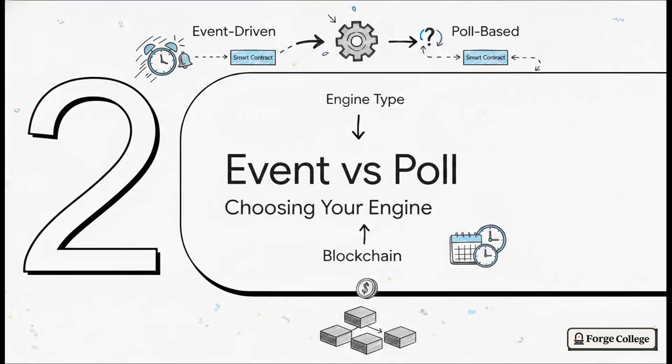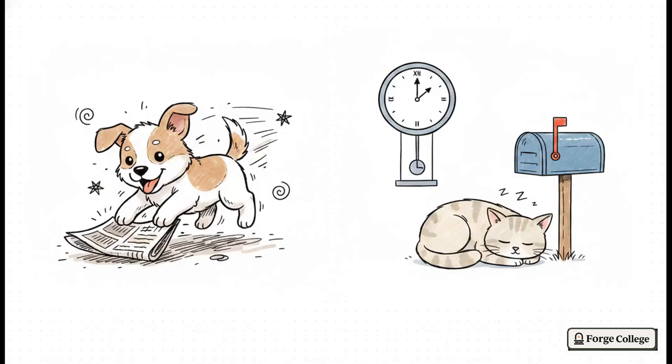Moving right along to our next section, event-driven versus poll-based. It's time to choose our engine type. Okay, so what kind of engine is actually driving this assembly line? Are we talking about an eager push model or a scheduled pull model? Well, an event-driven architecture is kind of like an eager puppy pushing the newspaper into your hands the exact second it hits the driveway. You get instant updates, sub-5-second latency, it's super fast.